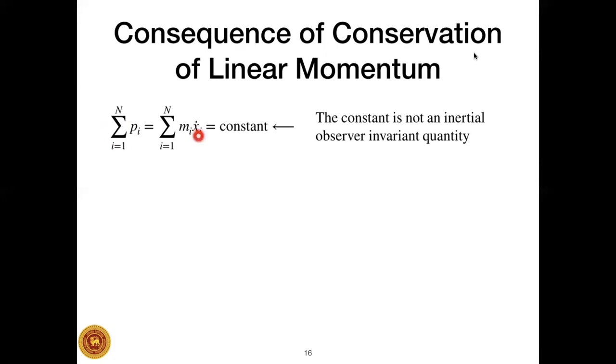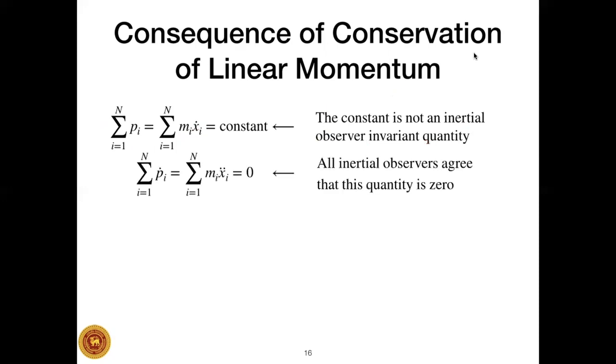So that is velocity times their mass. And so it is constant. That's what the conservation of linear momentum says. Now this constant is not the same for each different inertial observer. Why? Because this is not the same for all inertial observers. So though all inertial observers agree that the total momentum is constant, what that constant will be is different from inertial observer to inertial observer.